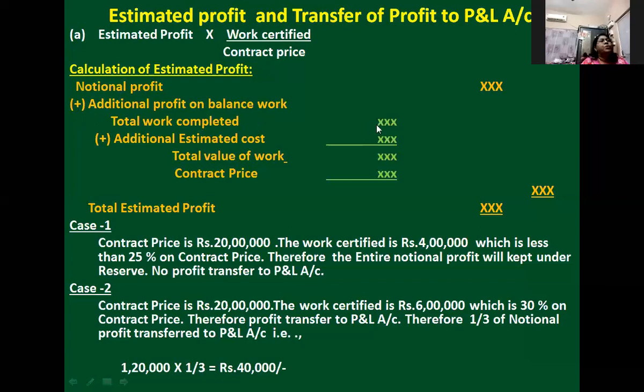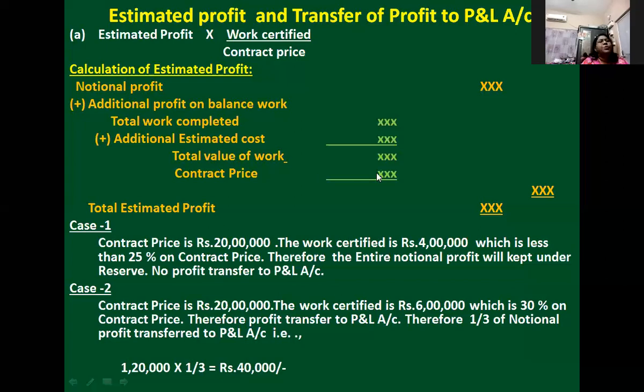Total work to be completed. Then add the estimated cost along with the work to be completed. Then get the total value of the work. Then compare the value of the work with the contract price. You will come to know what the estimated profit is. So this is the formula for how to calculate the estimated profit.